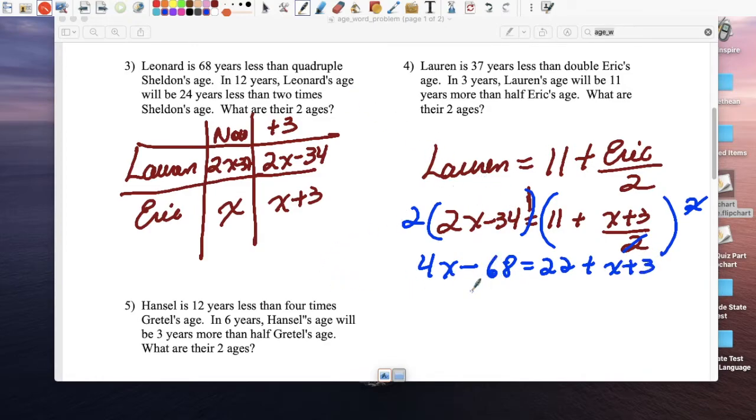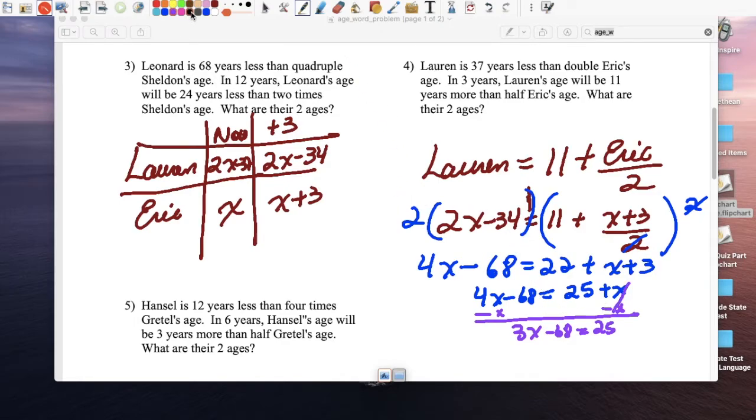Combine like terms, I can combine some terms on the right side, and I'm actually getting 22 plus 3, which is 25 plus x. We do unfortunately have a variable on both sides, so we need to get rid of one of them. So minus x. We get 4x minus x is 3x minus 68 equals 25, because those two x's go away.